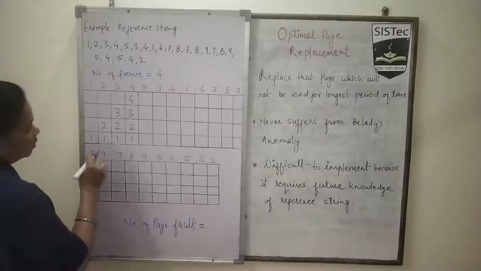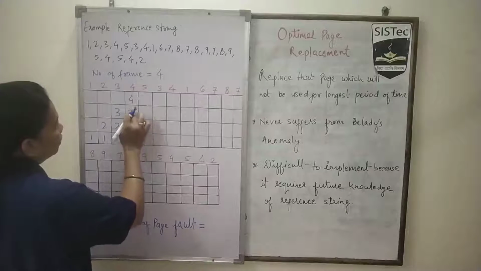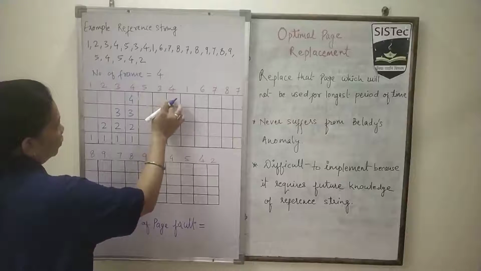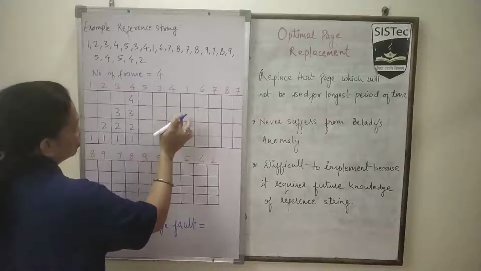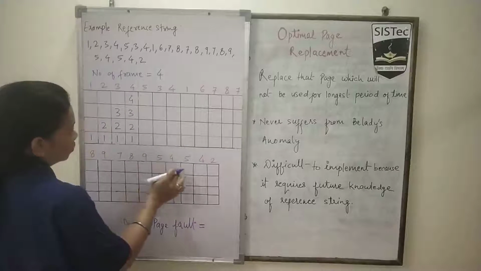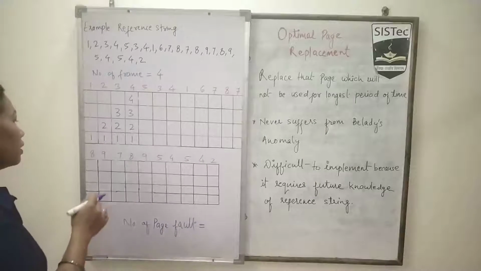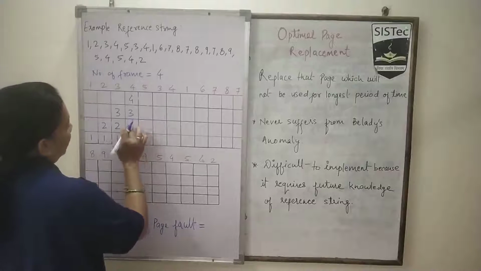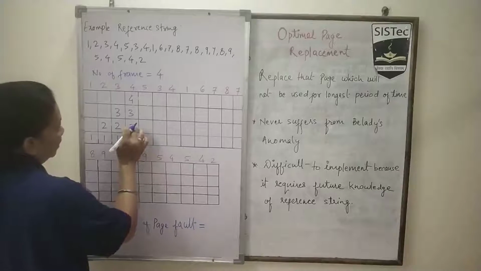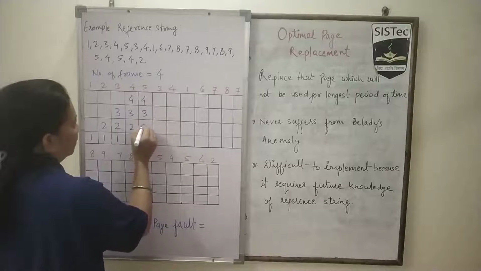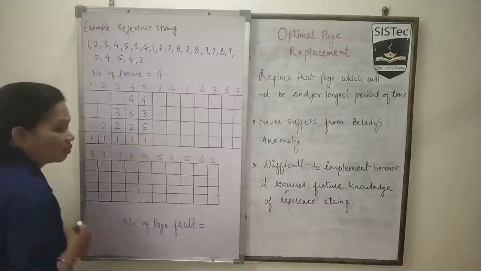So we can see over here from 1, 2, 3, 4, 3 is going to be used after 5, 4 is going to be used, 1 is going to be used, and 2 is going to be used after a very long time. So we target this 2, target page is 2, and replace that page with the 5. So 5 can be replaced with the page number 2.